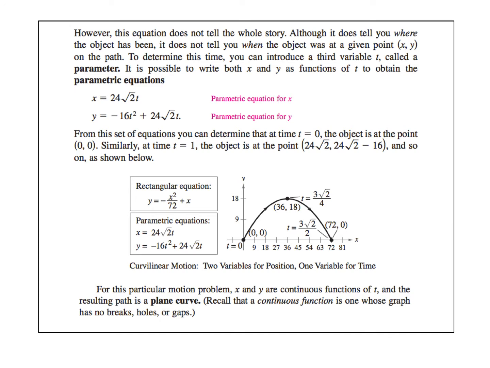Other key points. For this particular motion problem, x and y are both continuous functions of time, and therefore the resulting path is a plane curve. Just recalling that a continuous function is one whose graph has no breaks, holes, or gaps. These are said to be equivalent, the rectangular form and the parametric form. The parametric form can be more helpful because it can give us more information in scenarios where a third parameter, such as time, could be helpful, or theta, an angle, could be helpful.